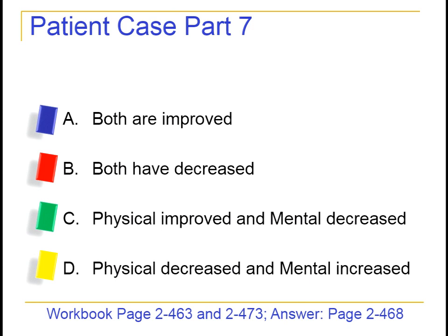So what happened? Were both physical and mental improved? Were both physical and mental decreased? Was physical improved and mental decreased? Or was physical decreased and mental increased? And what you see is, compared to June, the physical domain has improved, but the mental domain has decreased.